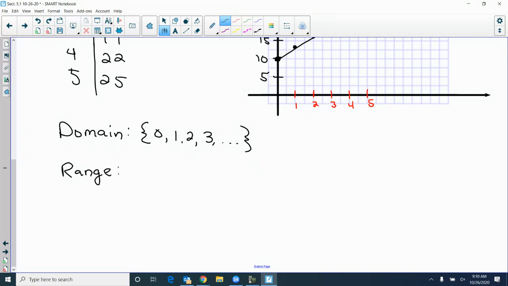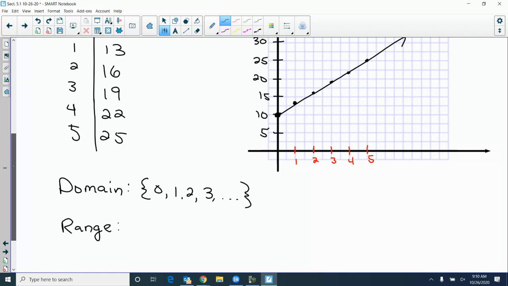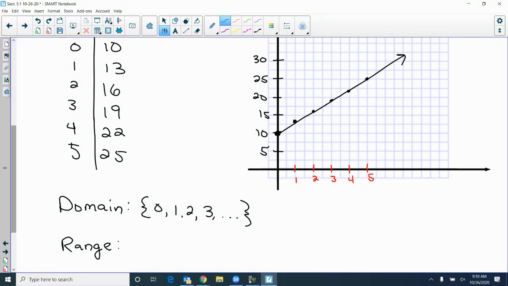All right, Jordan. Let's see if you're still on fire here. Any idea about the range? 5? The range is not 5. The range is all the y values you get back. So what y values did I get back in my chart? 13, 16, 19, 22, 25.